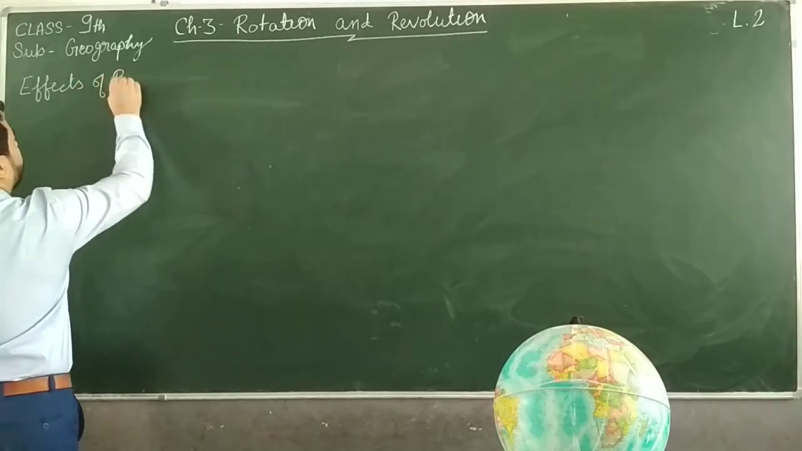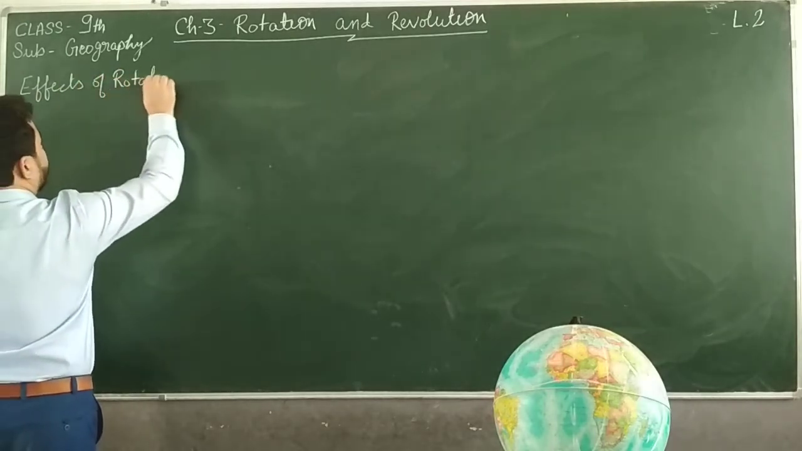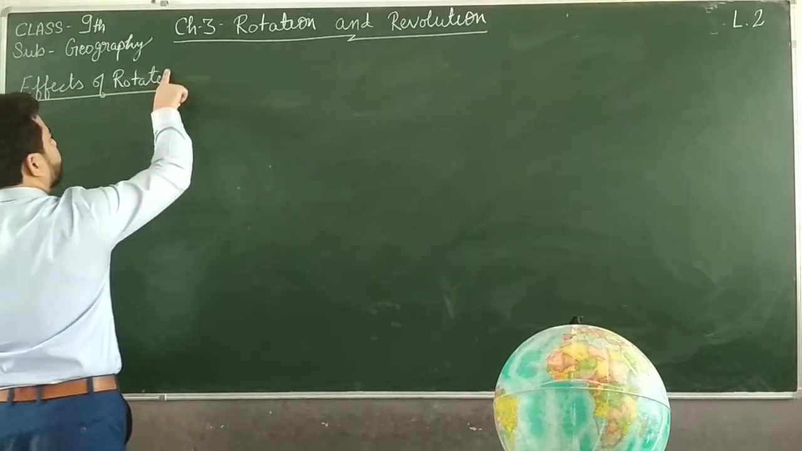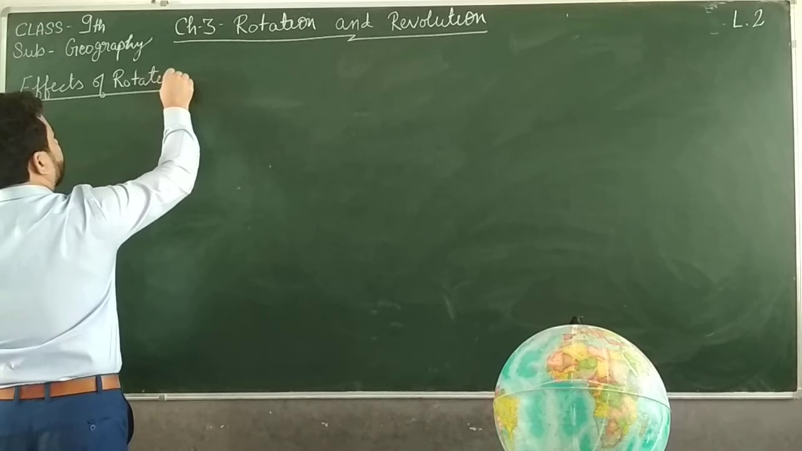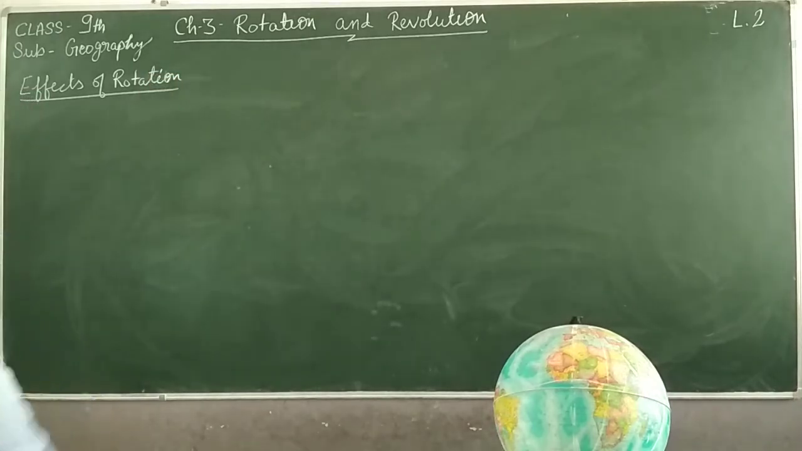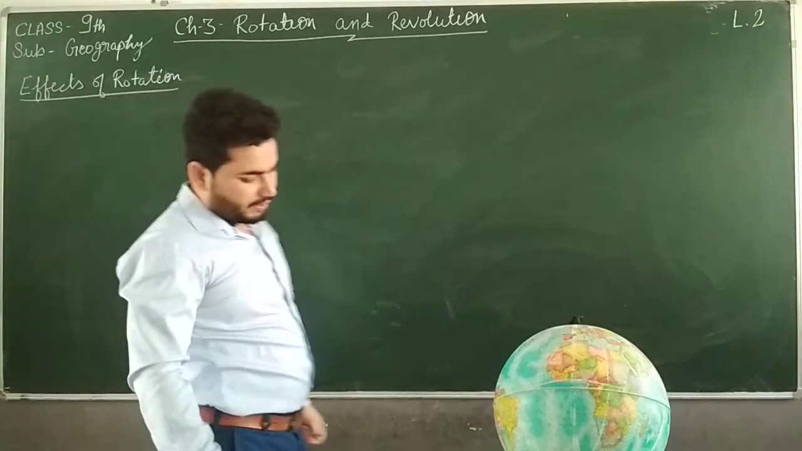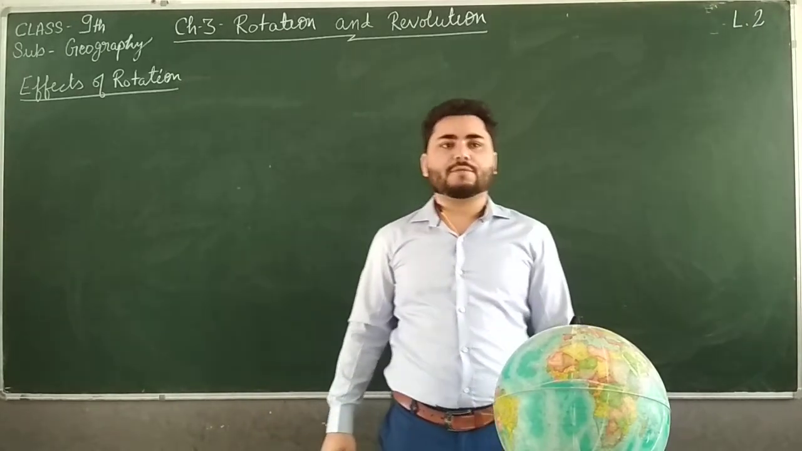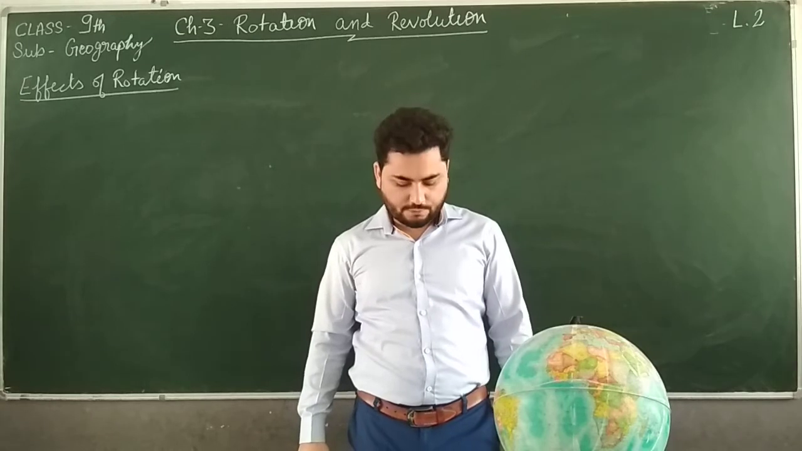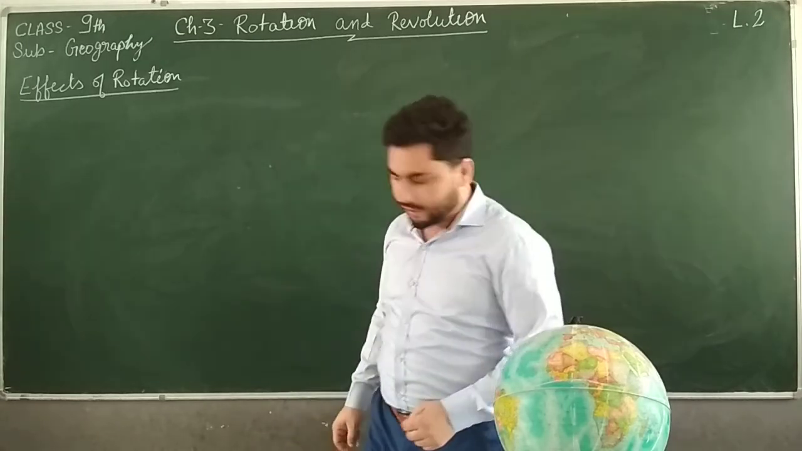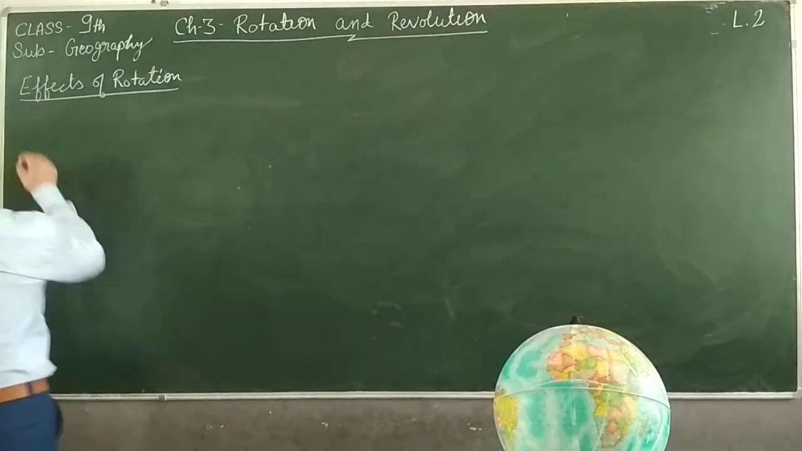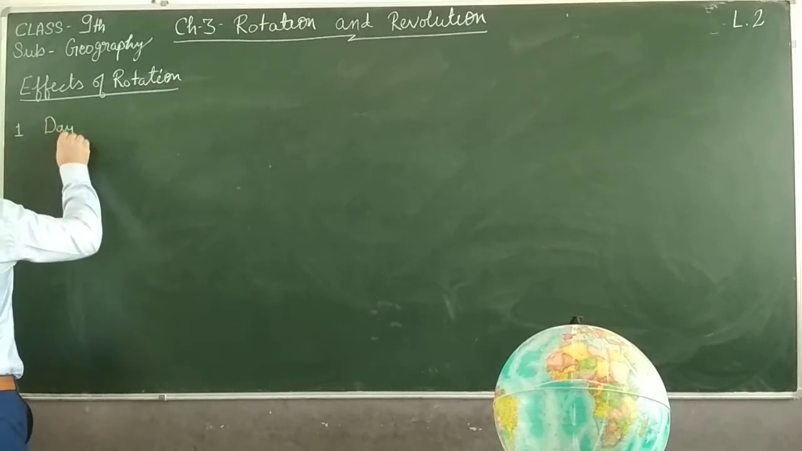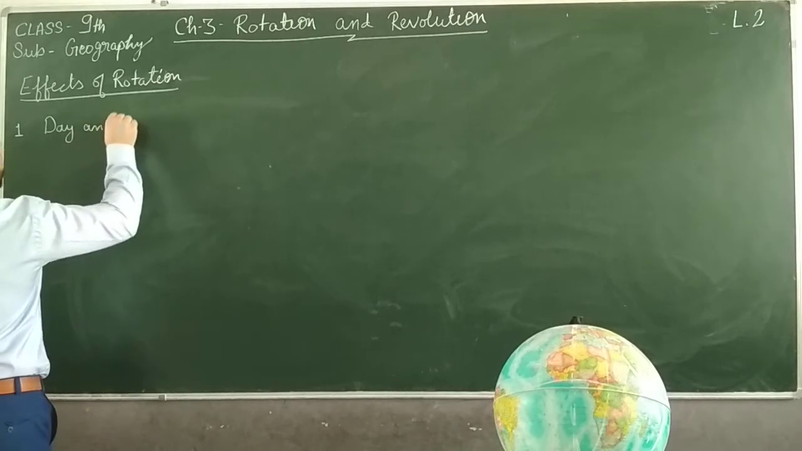What are the effects of rotation? When the earth rotates, then what happens? So the first observation which we have is the occurrence of day and night. So the first effect of rotation is occurrence of day and night.